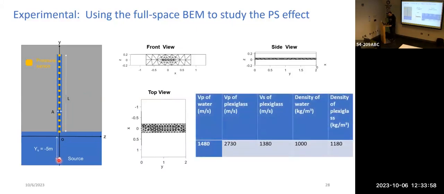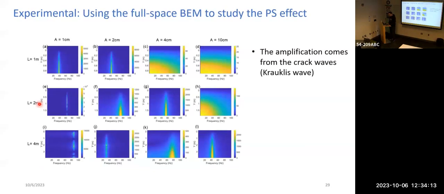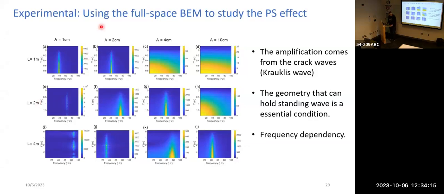That is a geometry. I did the same setup as my advisor did in his paper. The source is placed in the Fourier domain, and I place the receiver in the fracture to measure the pressure change. And here is some preliminary result. We have 4 apertures from 1 centimeter to 10 centimeter, and the fracture length from 1 meter to 4 meter.